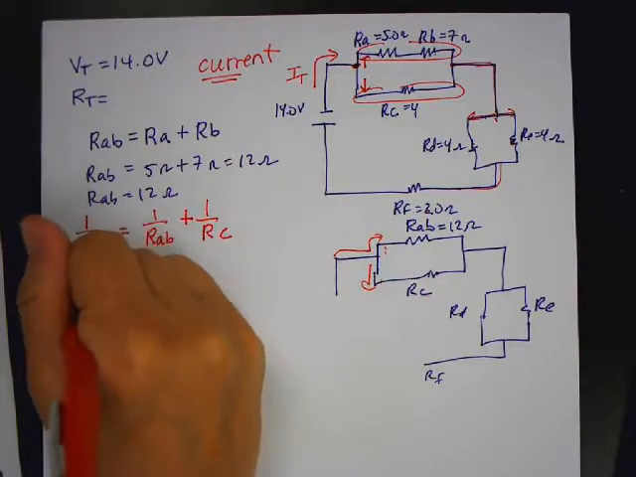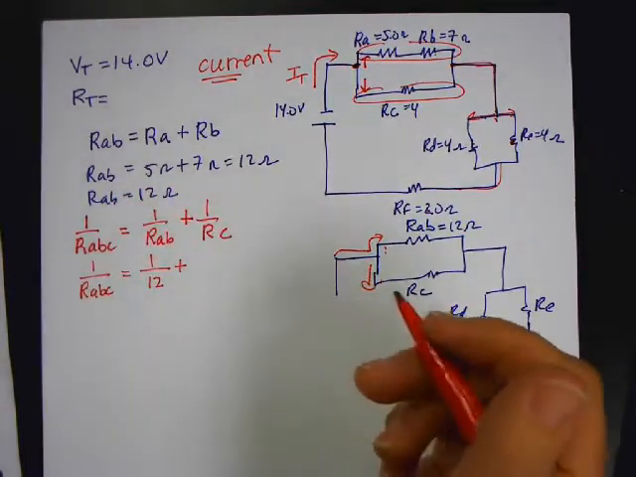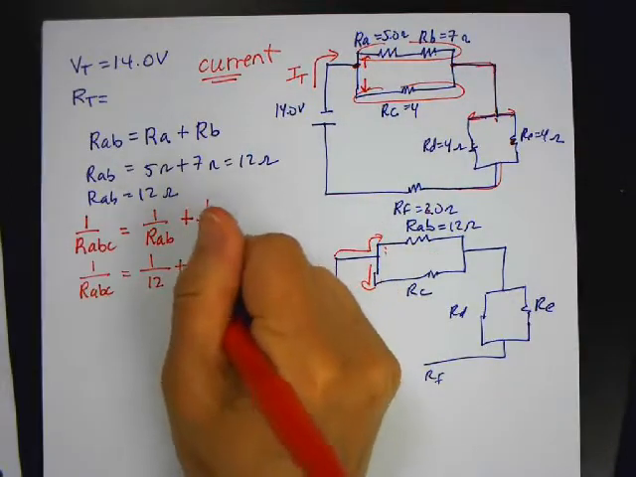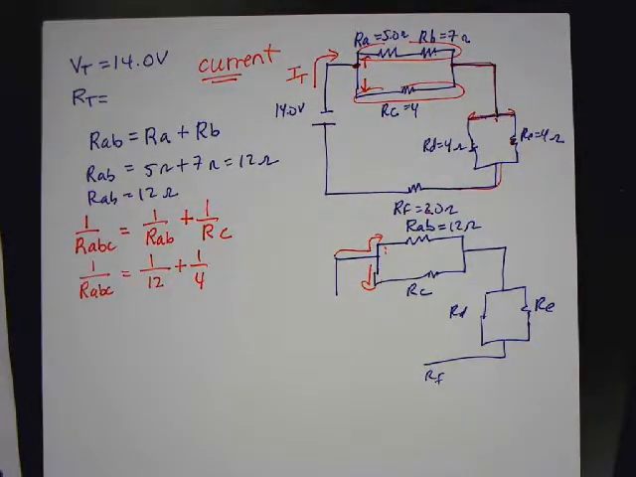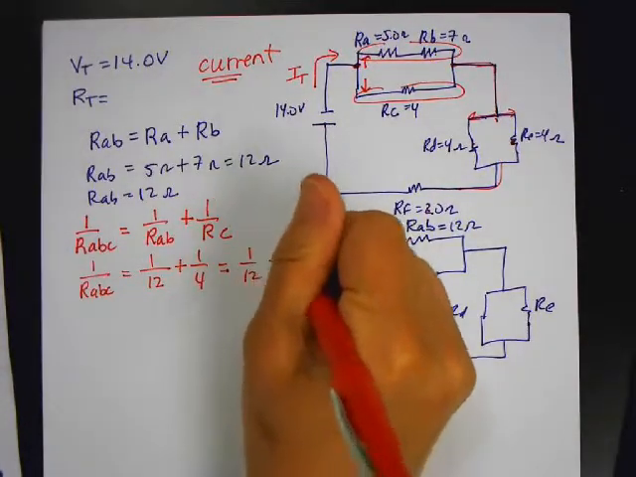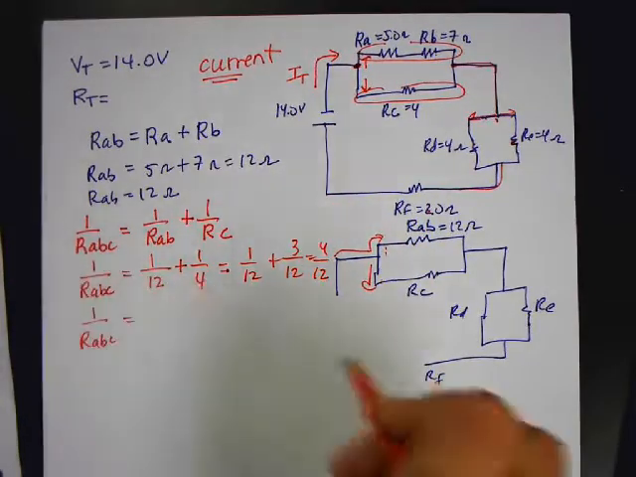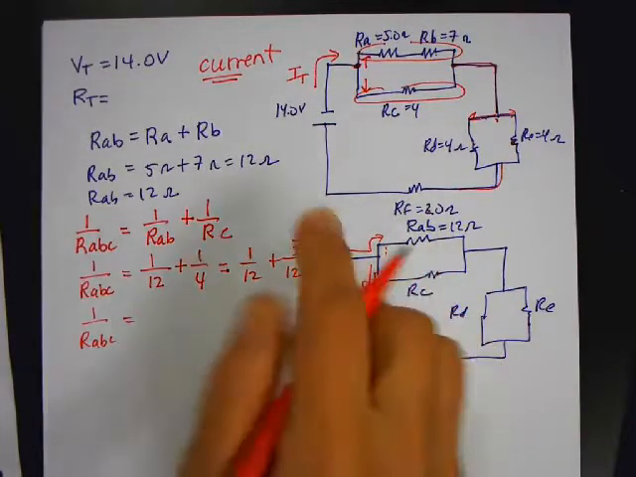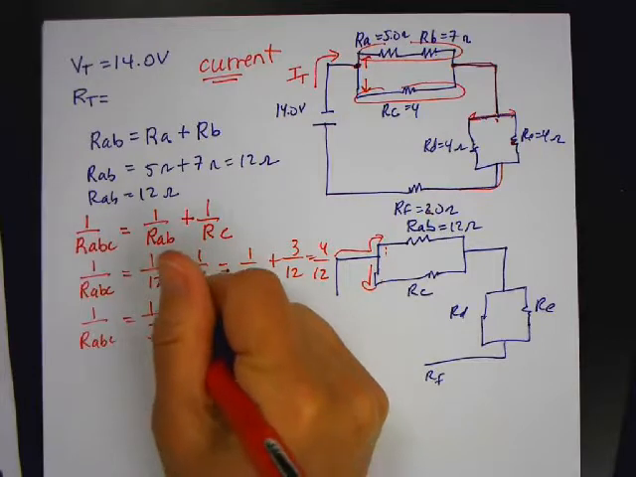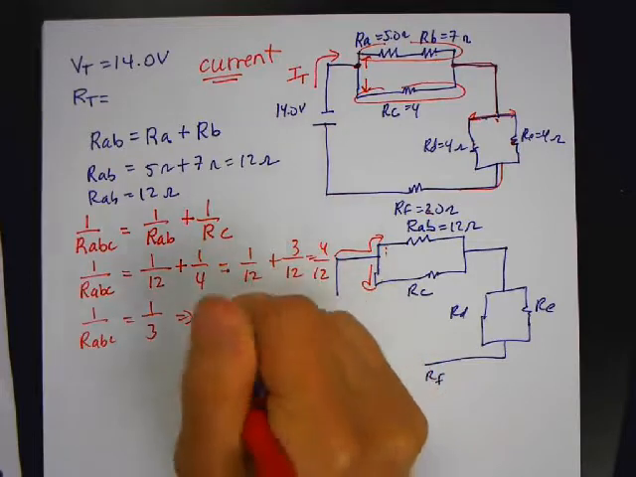So 1 over RABC is equal to 1/12 plus RC was 1/4. This is where doing fractions kind of comes in handy. For me, when I was in school, we usually had whole numbers like this that were easy to find a common denominator. So the common denominator is 12. So 1/12 plus 3/12 is 4/12. So 1 over R ABC, 4/12 reduces to what? 1/3. And then if I cross multiply, RABC is equal to 3 ohms.